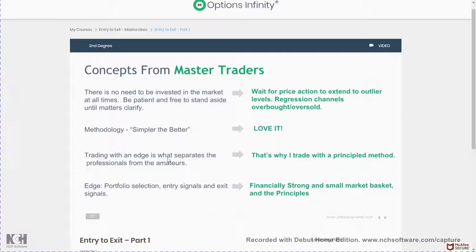Trading with an edge is what separates the professionals from the amateurs. Absolutely. That's why I trade with the principled method. And the edge is portfolio selection, entry signals, and exit signals. I use financially strong stocks in my portfolio, and I use a small market basket to really focus on when these signals can come to fruition using the 3 principles.